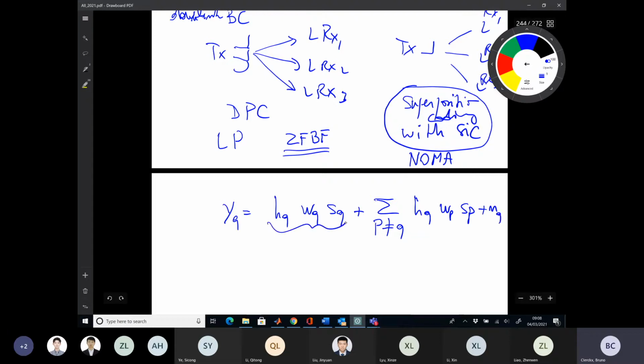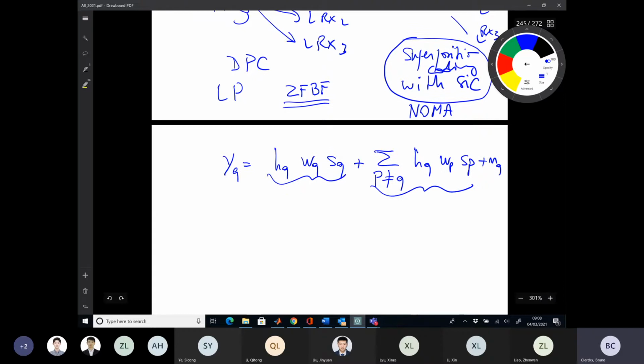So this is the intended signal of user Q. This is actually the multi-user interference that user Q sees, right? So for instance, if Q is equal to 1, user 1 will see interference from the other co-scheduled users. So we'll see interference from user 2 and user 3. Right. So what we want to do in zero forcing beamforming, we want to make sure that actually this term here goes to 0, right? So we want to make sure that a certain precoder, W_P, is always orthogonal to the co-scheduled channels. So the precoder of user 1, for instance, will be orthogonal to the channel of user 2 and user 3.